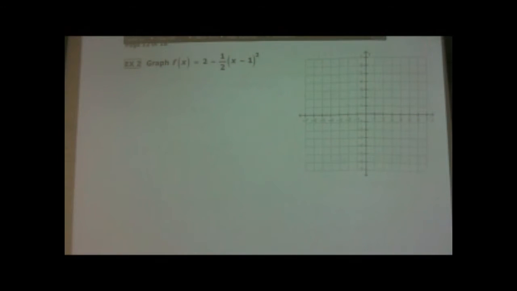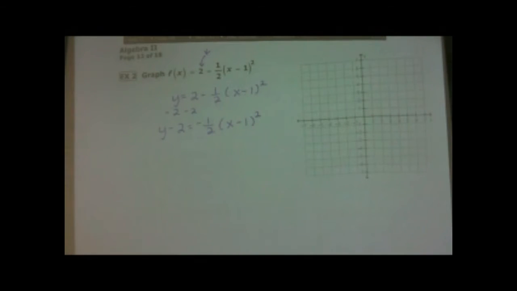All right, this looks a little bit different. It's just that our k value happens to be sitting right here. So first of all, switch f of x into y. So here's what I've got: y equals 2 minus 1/2 x minus 1 quantity squared. Subtract 2 from both sides. So I'll have y minus 2 equals negative 1/2 x minus 1 quantity squared.